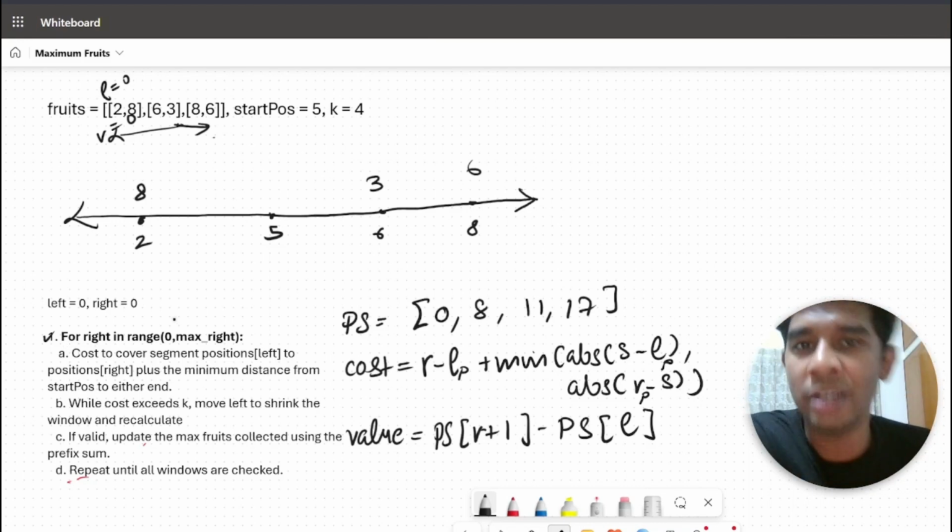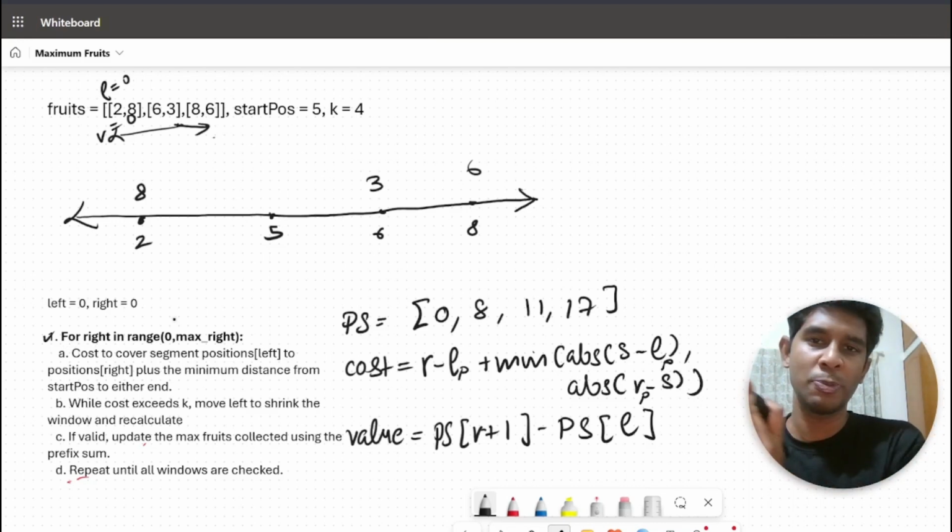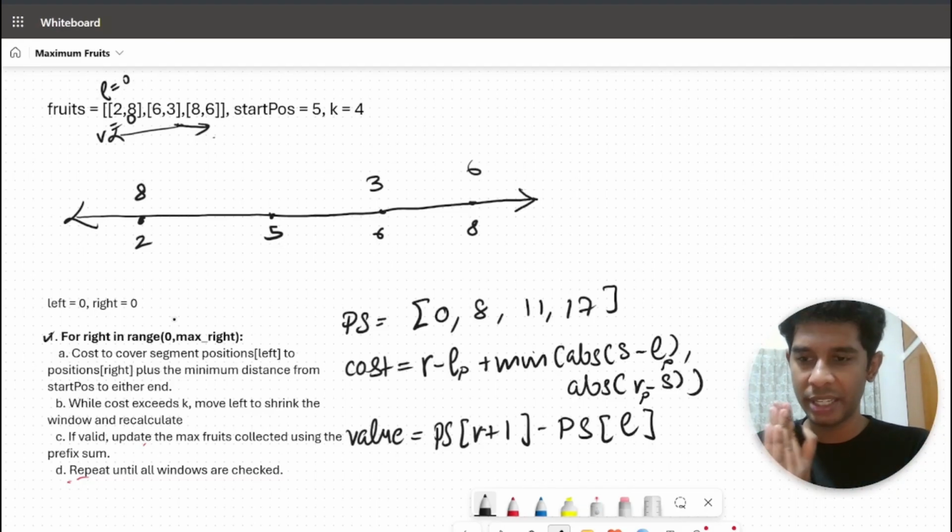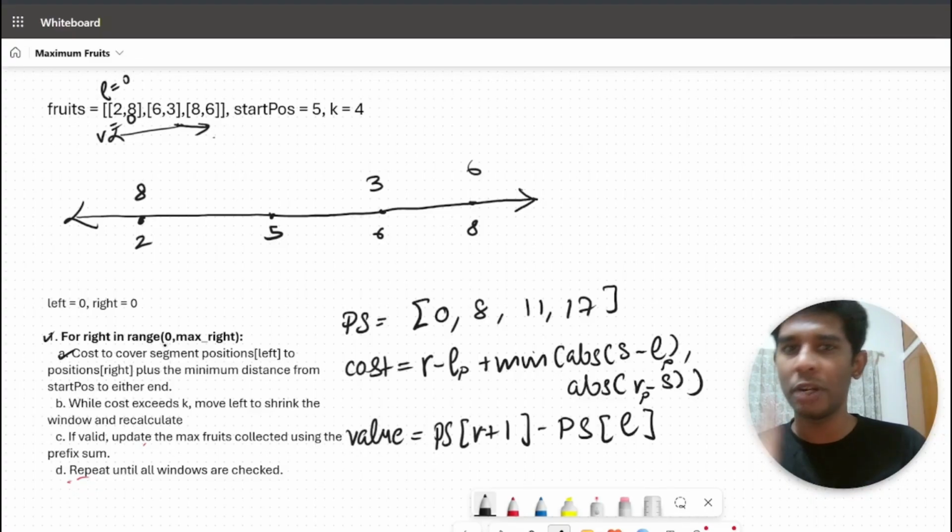Now let's look at how the sliding window approach is going to work. Our initial sliding window will always be the smallest possible window at the initial location, which is just 0, 0. That is what we're considering right now. And now we have to use that as a window and calculate the fruits that we get. Let's look at the algorithm, I think that'll be better for understanding. When you're considering a particular window, you have to calculate the cost that it takes to cover all the fruits in that window.